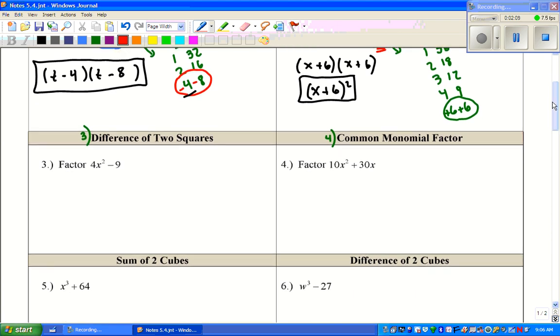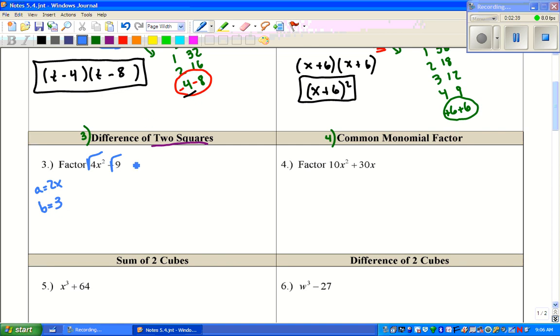Now, the difference of two squares. We know that difference means subtraction, and this one says of two squares. So I want you to look at your A term and your B term right here. You know that this 4x squared is a perfect square, and this 9 is also a perfect square. So I'm going to take the square root of both of them, okay? When I do, my A value is going to equal 2x, and my B value is going to equal 3.